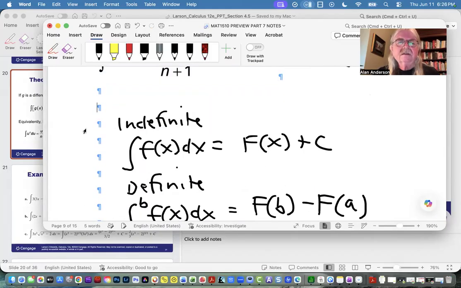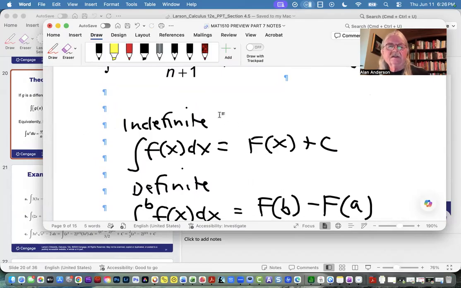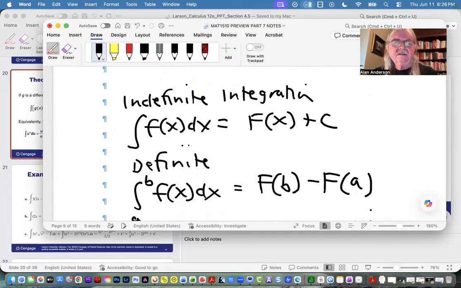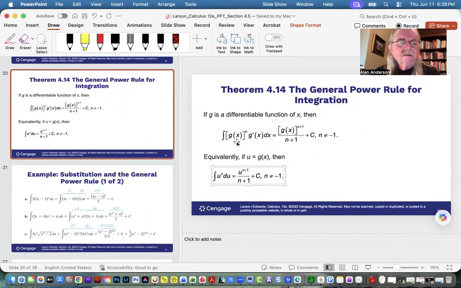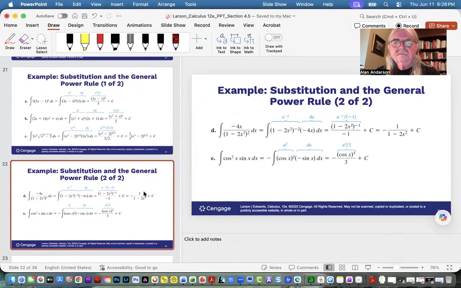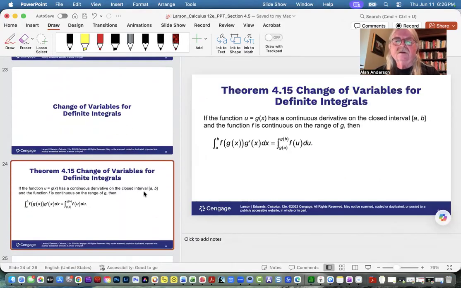I guess we don't need this. All right, so indefinite integration looks like this, and definite integration looks like this. So there it is. Okay, this is the result we're looking for.